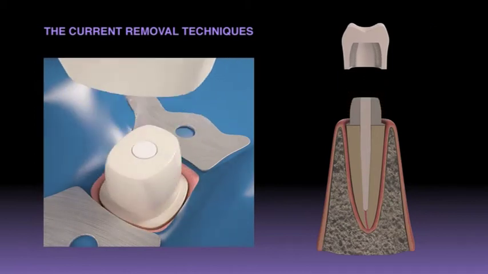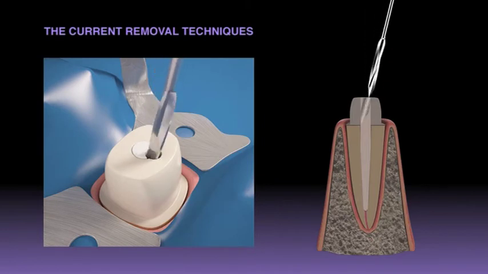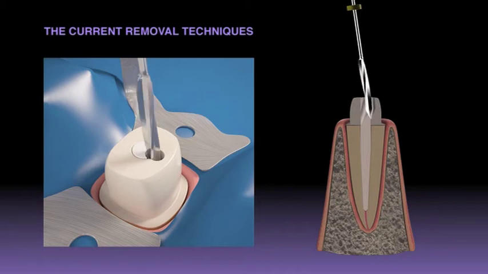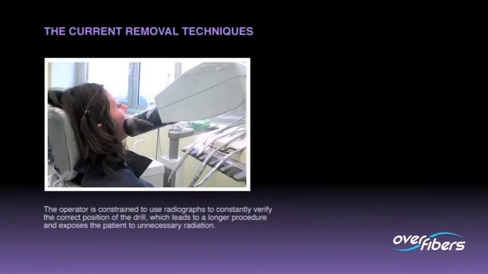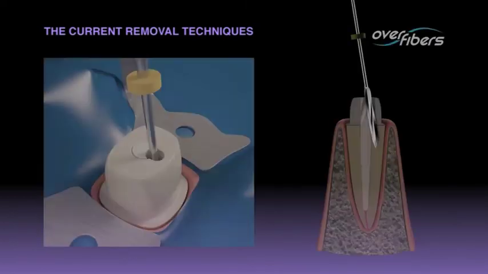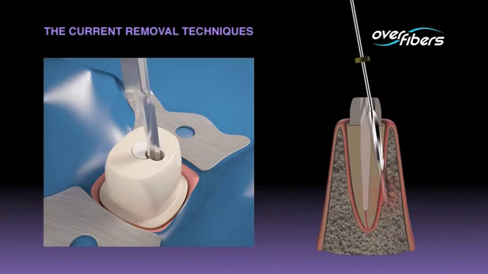Furthermore, during the clinical removal of a post, it's difficult to align the drill with a post section and to keep it parallel to its axis, since the root cannot be seen. The operator is constrained to use radiographs to constantly verify the correct position of the drill, which leads to a longer procedure and exposes the patient to unnecessary radiation. If the drill penetrates the post obliquely, it can seriously damage the structure of the tooth.